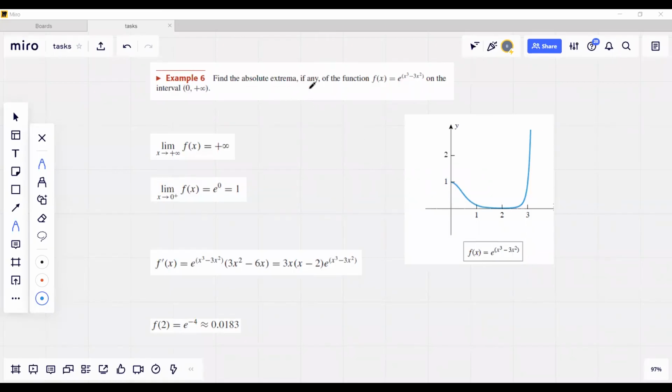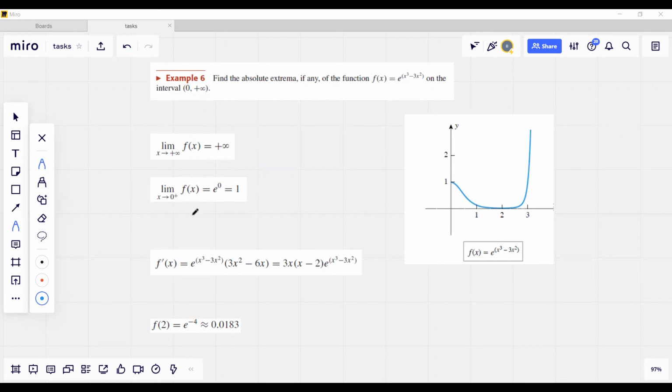Let's find the absolute extrema, if any, of the following function on the open interval from 0 to plus infinity. So first we are going to study the behavior of our function when it's approaching the endpoints of that interval. When x goes to plus infinity, our function is increasing without bounds. So we know from this that our function will have no absolute maximum. When our function is approaching its left endpoint from the right, that limit is equal to 1, meaning that our function will have an absolute minimum on the interval from 0 to plus infinity.